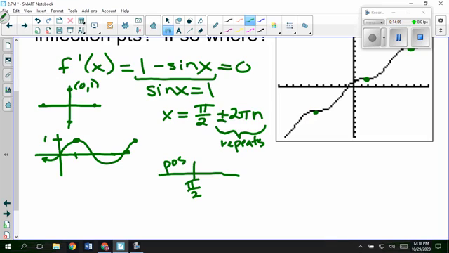If I go after pi over 2, and I don't have another 0 until another 2 pi, so maybe I'll test out pi in that section, the sine of pi is also 0, and 1 minus 0 is 1. So this section is also going to be positive. So what this definitely proves to us is that pi over 2 and all of its repeats are not really going to be mins or maxes because they don't change from positive to negative or negative to positive. Instead, they are just going to be stationary points.